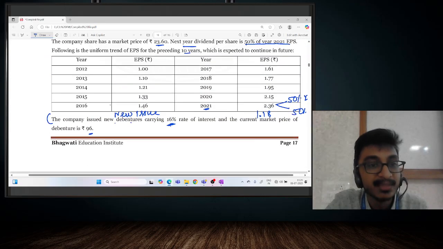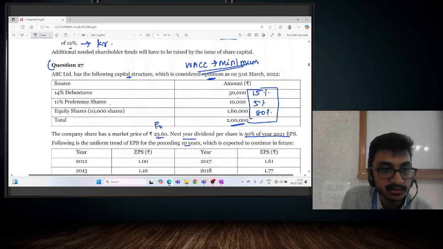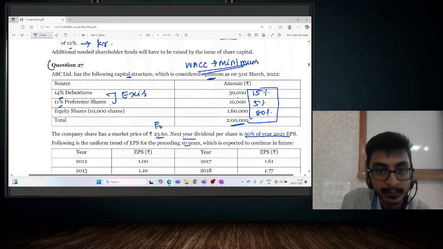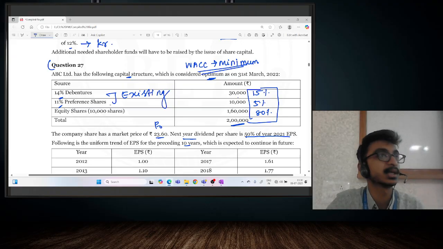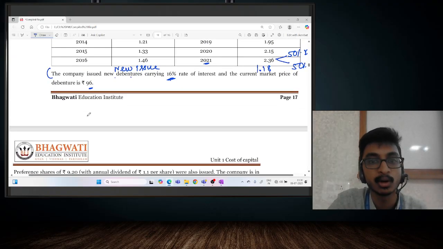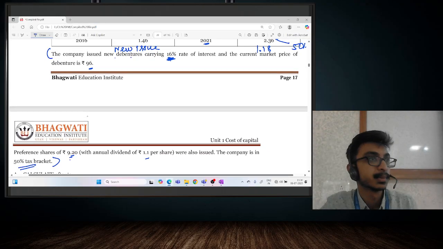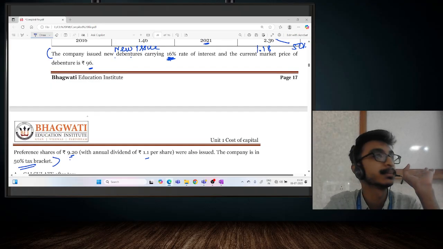Again, listen, they are not asking us to calculate the cost of this 14% debenture and 11% preference shares, because these two are your existing debenture and existing preference shares. They are asking us to calculate the cost of new debenture and new preference share. Clear? Any doubts so far?